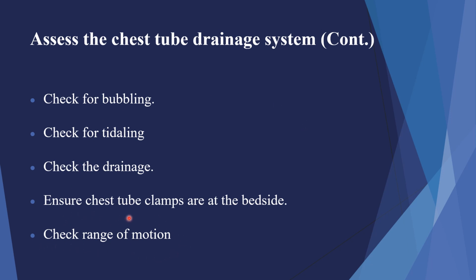And then we want to check for range of motion. We want to make sure that the patient can still move around, right? They're going to have a tendency not to want to move their arms or anything like that. And we want to make sure that we encourage range of motion on those patients. All right, I guess that range of motion needs to be on the actual patient assessment rather than the chest tube drainage system assessment. But regardless, we're going to check range of motion.